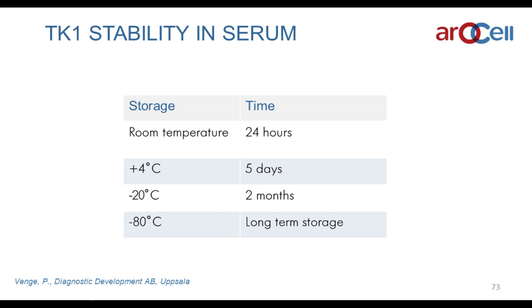TK1 is quite an easy protein to work with. It's stable at room temperature while you're working with it. It could be kept at 4 degrees for a short time, so it could be shipped. And then for long-term storage, it can be kept frozen, so you can do retrospective studies or prognostic studies.